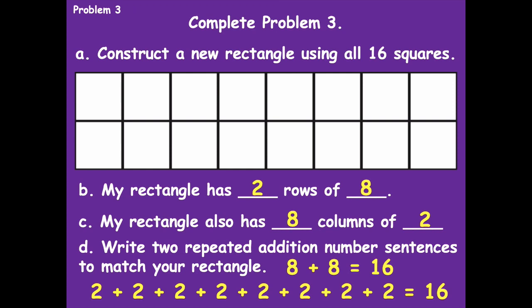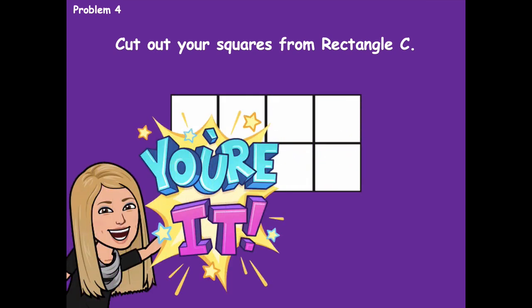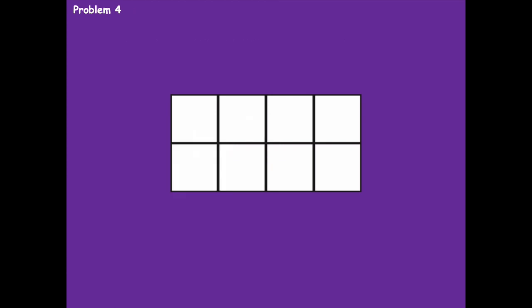All right, so friends, you may also have come up with another way to model this, and that's okay as long as you're using all of your 16 squares and you have an equal number in each row or each column, okay? All right, so for problem four, you're going to cut out your squares from rectangle C. Okay, so here's rectangle C. Pause the video, cut out your squares from rectangle C, and then click play when you're ready for the next step. All right, friends, pause if you need more time.